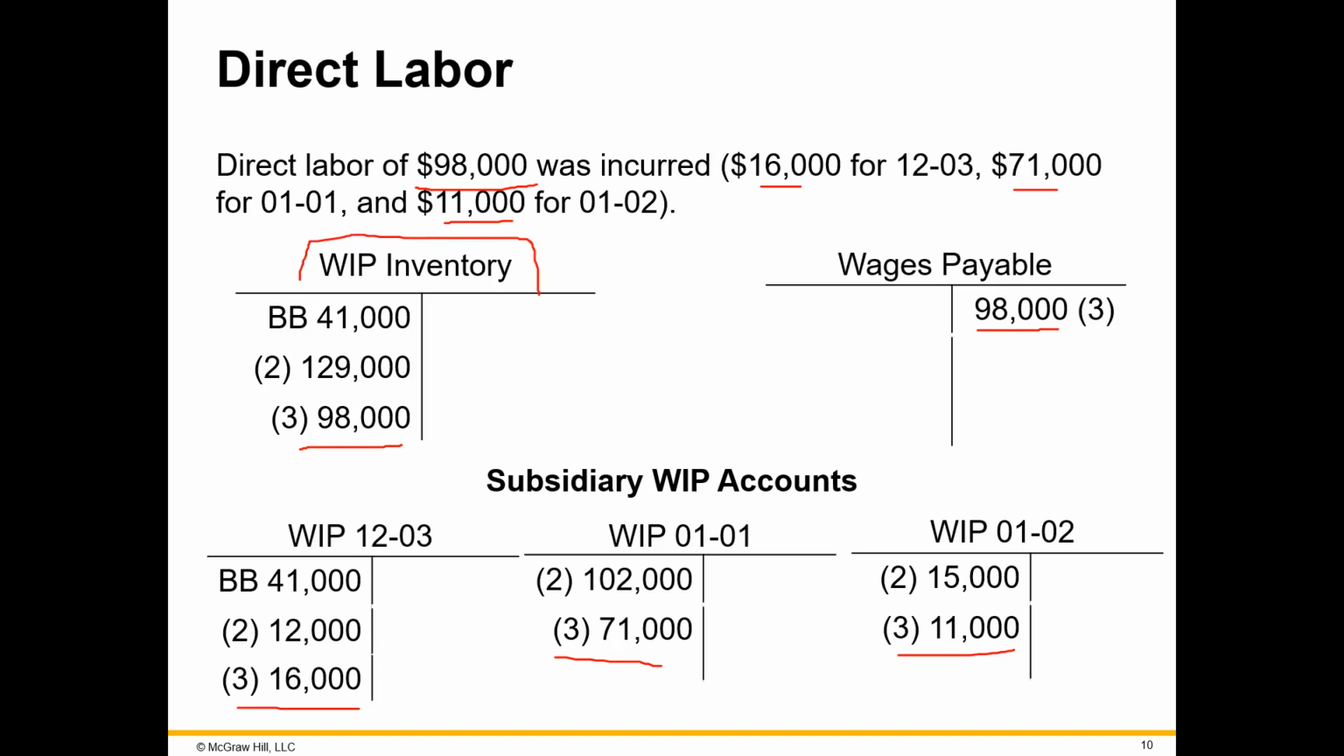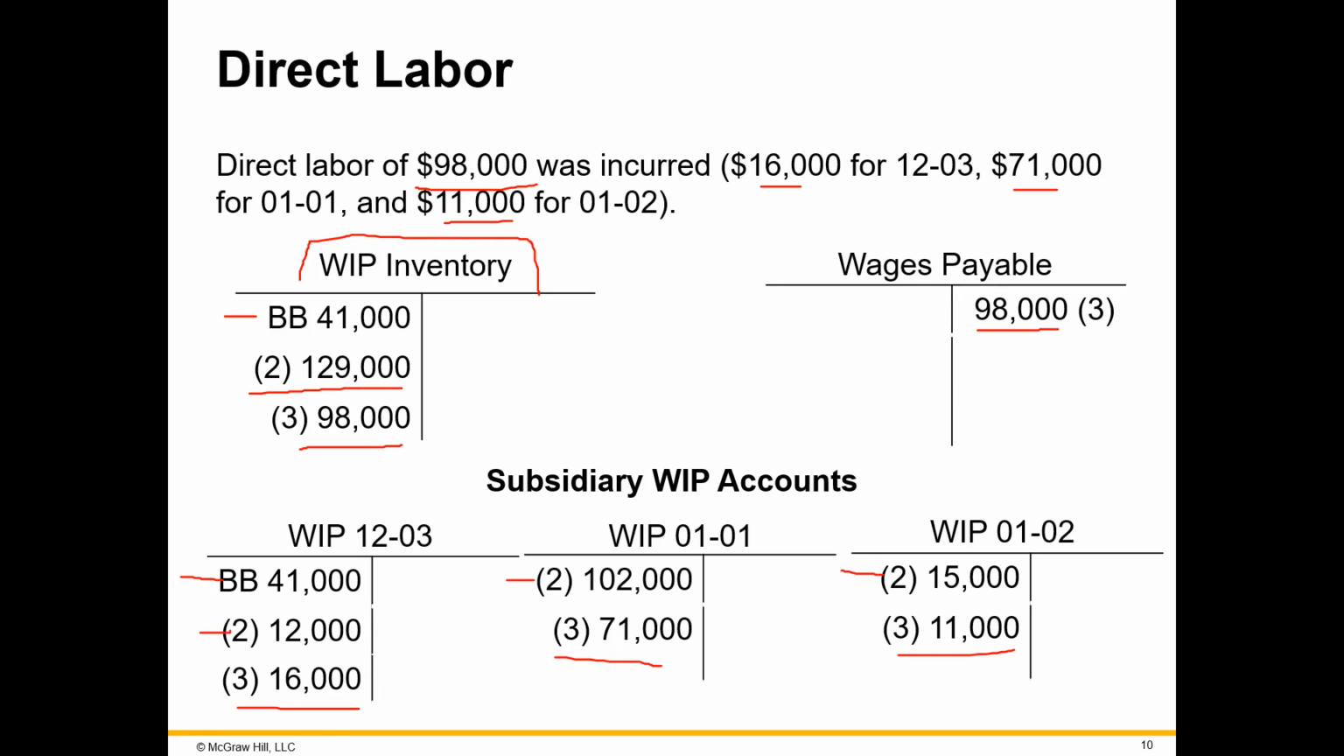So the 41 beginning balance in the control account shows up here. Then if you take this 129 here, these three numbers are going to add up to 129, 12 grand, 102 grand, and 15 grand. And then the same for the 98 grand.